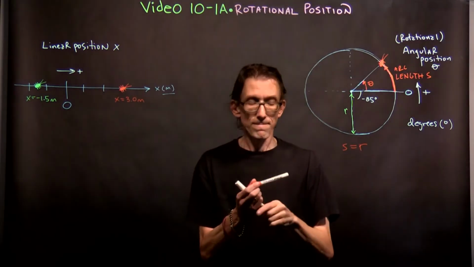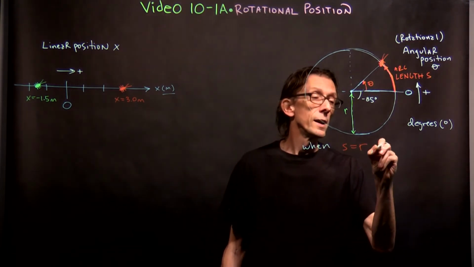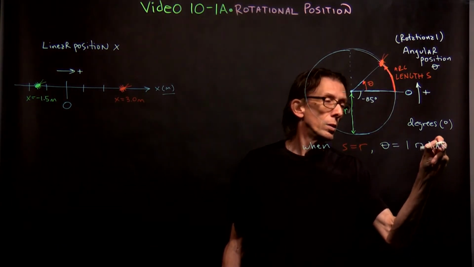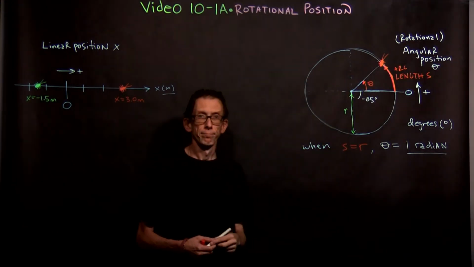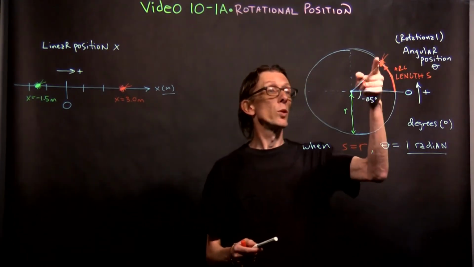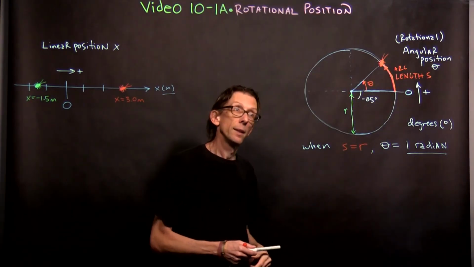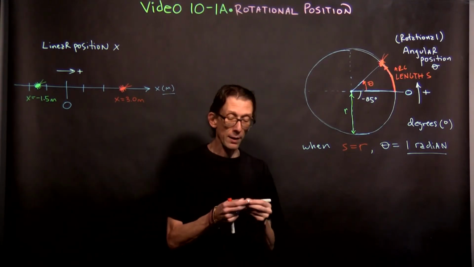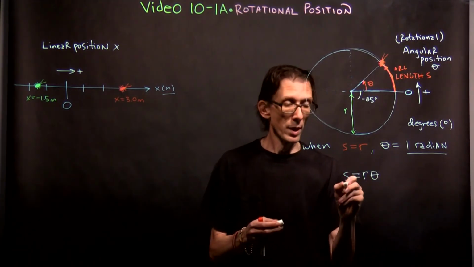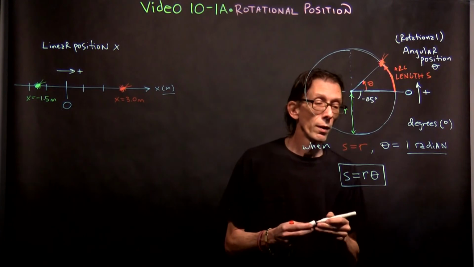And when S equals R, theta is defined to be 1 radian. That's right. These are the radians on your calculator. So when this arc length here, the red line, equals the length of the radius, then theta is 1 radian. Therefore, we can write with all confidence that S is R times theta. Okay, S equals R theta.